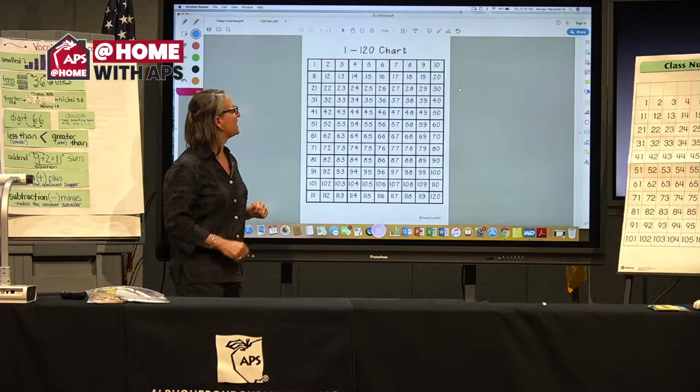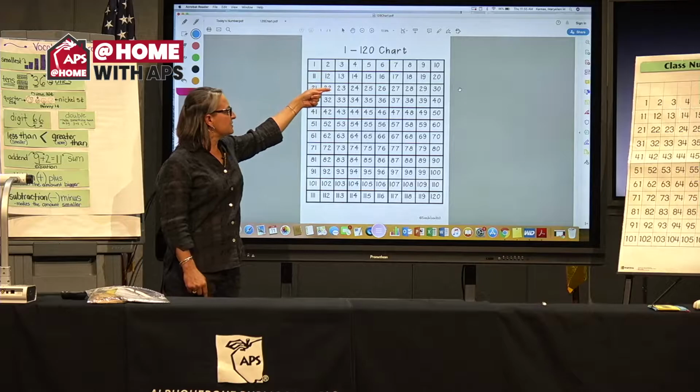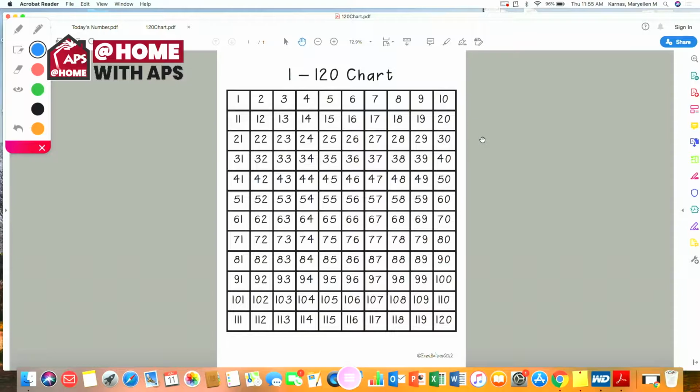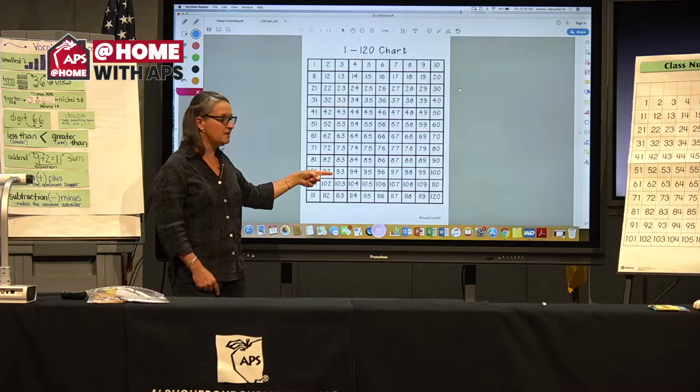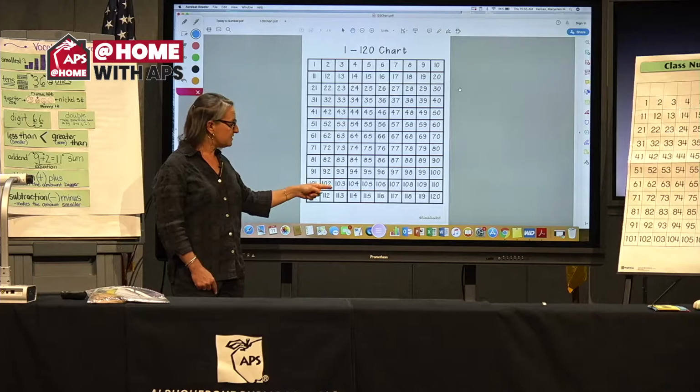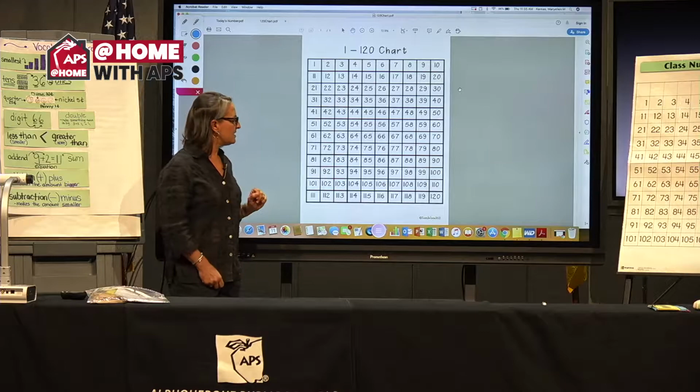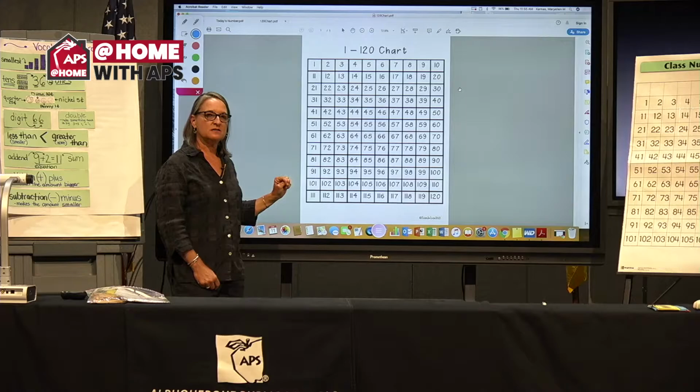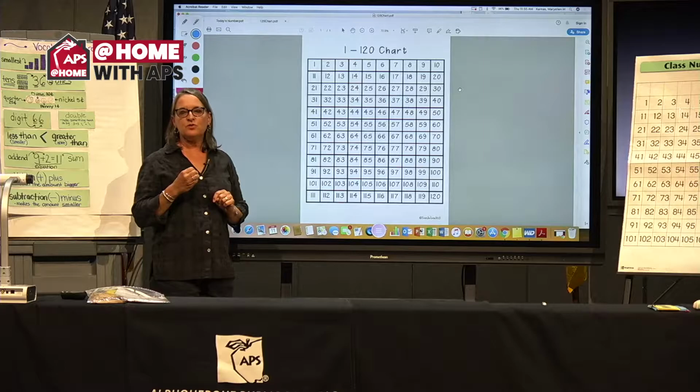3, 13, 23, 33, 43, 53, 63, 73, 83, 93. Here's a tricky spot. If I jump 10 more from 93, I land on 103. We're still following that pattern of the last digit being a 3, and that can help us remember. Now, 10 more than 103? Think about that. What's 10 more than just 3? 10 more than 3 is 13. So 10 more than 103 is 113.